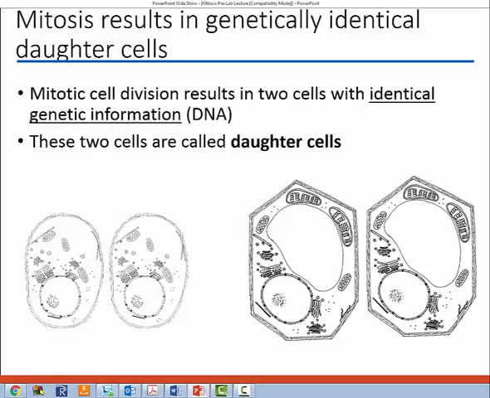The key thing with mitotic cell division is that it results in 2 cells with identical genetic information in the nucleus. These 2 cells are our daughter cells. If you look at the cells on the left, these are animal cells, and these are plant cells on the right. They're identical. We're talking about the DNA within the nucleus though, so there's a little bit of difference when we start talking about mitochondria and chloroplast DNA. And we'll see when we talk about meiosis, there are also some differences when we talk about meiotic cell division. So with mitotic cell division, you get identical nuclear DNA.